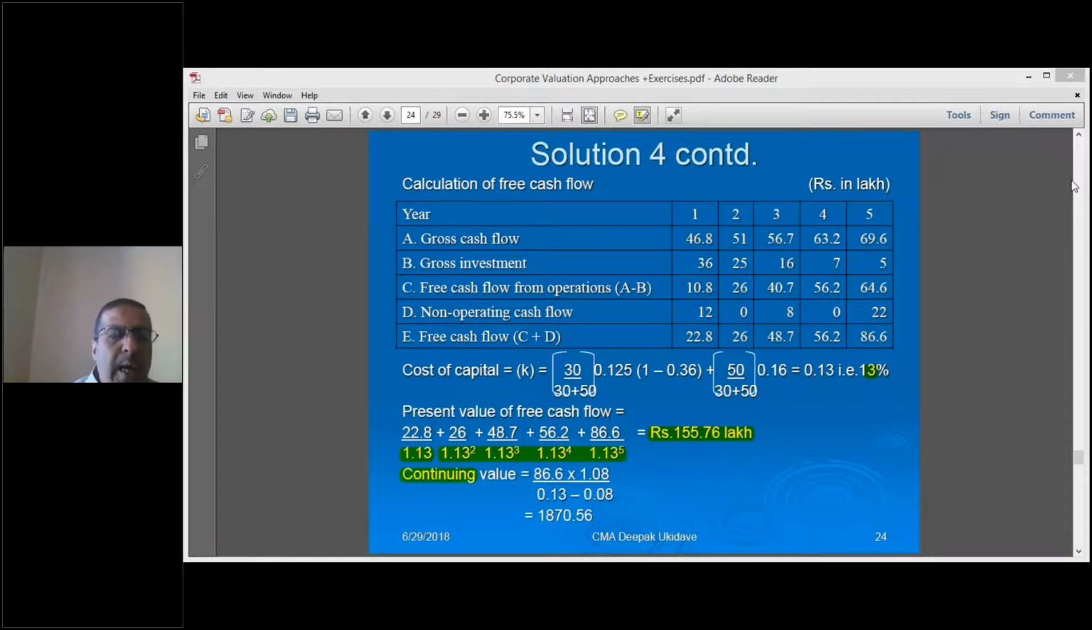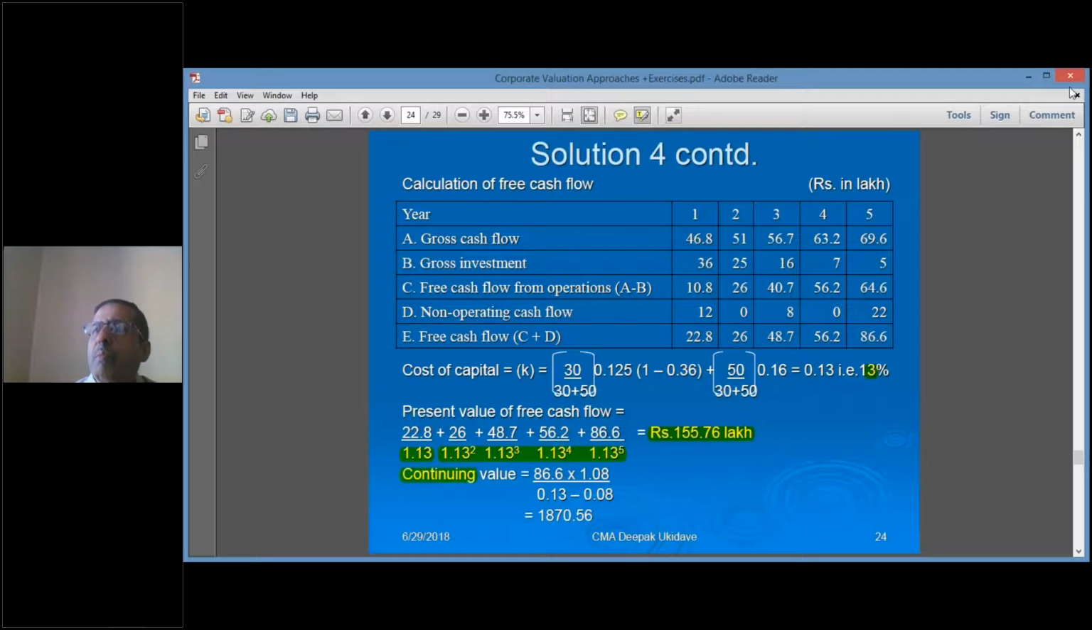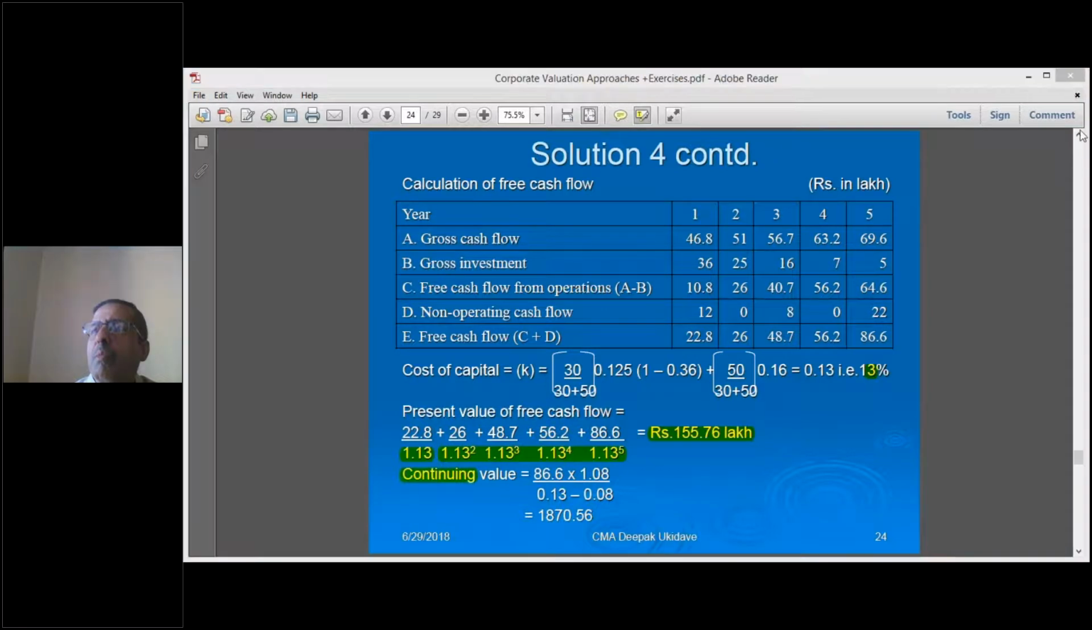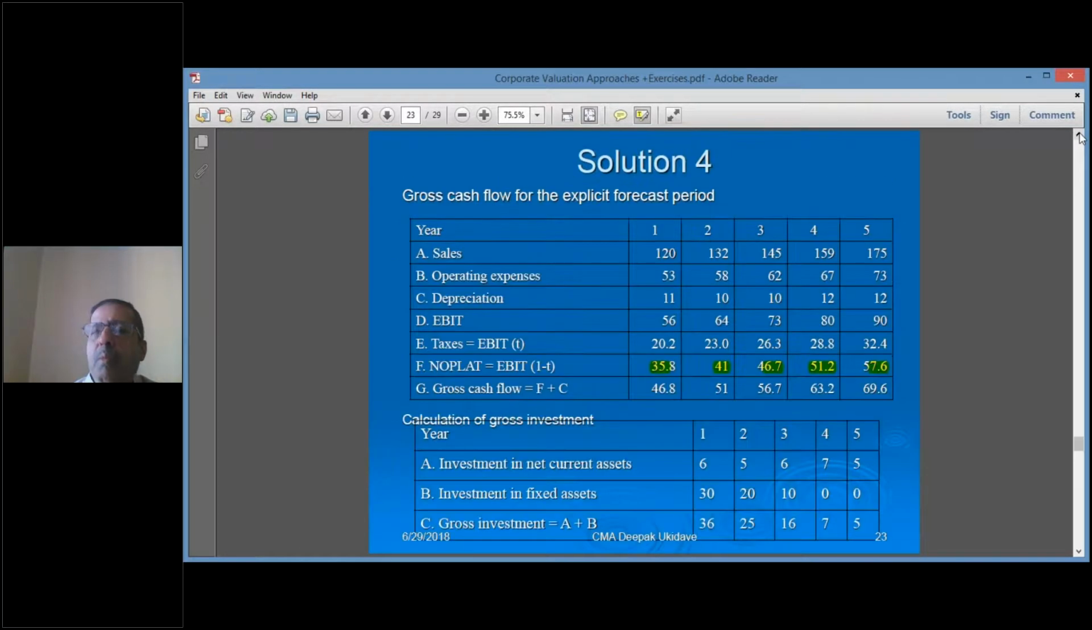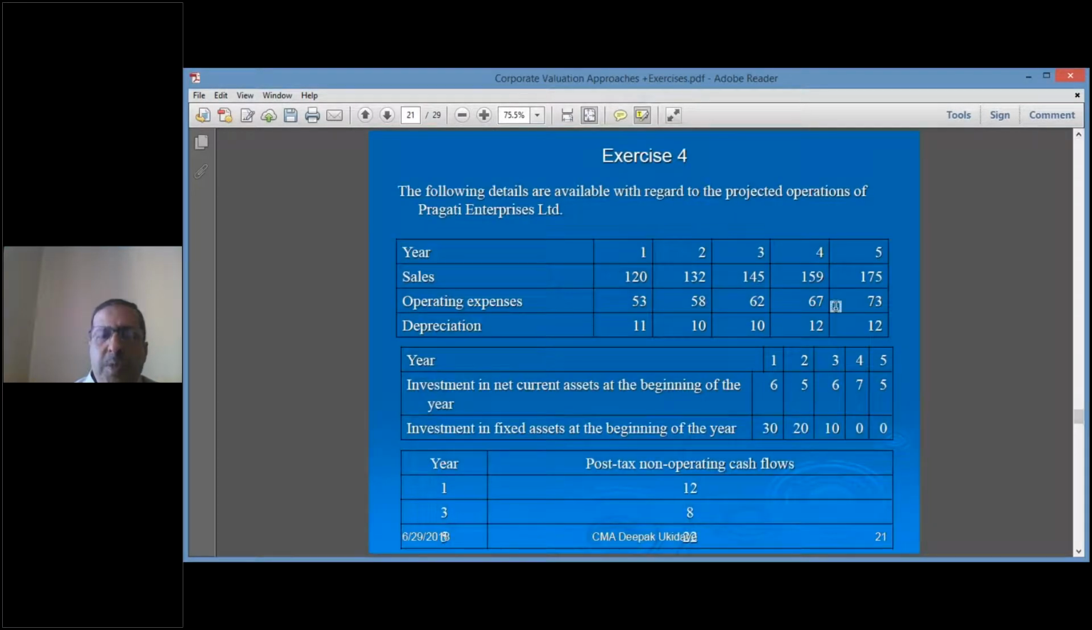Non-operating cash flow, how calculated, Vinaya? That is given in the question. Non-operating cash flow is given in the question. I will show the question once again. See the question. See, non-operating cash flow is given.